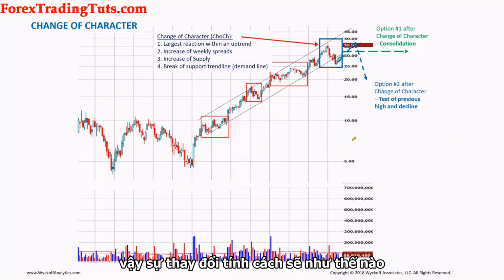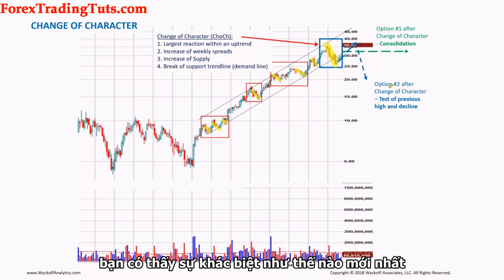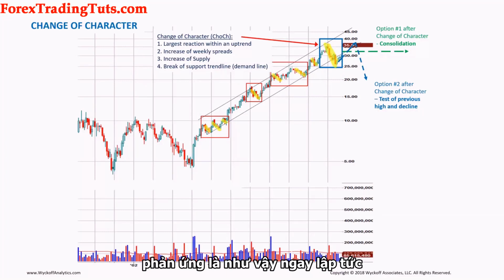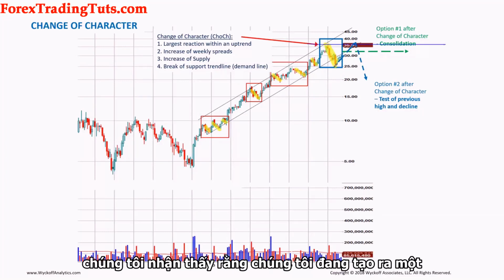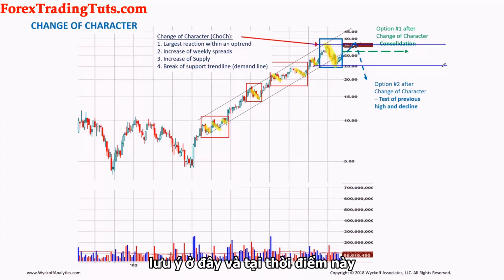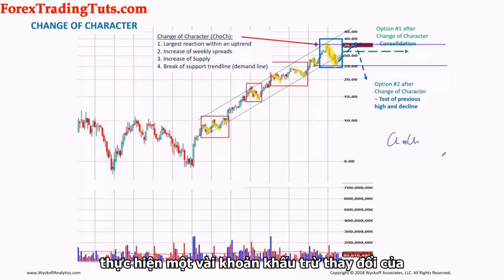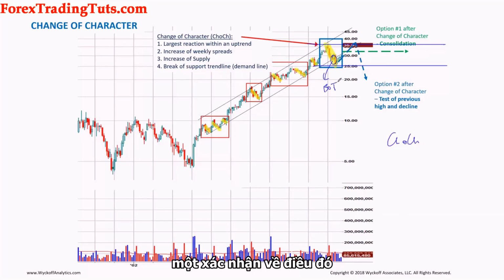So how would the change of character look like? Well, obviously it's going to look different from what we've seen before, from the reactions that we've seen before. Look at those. Do you see how different the latest reaction is? So right away, we are noticing that, we are making a note here, and at this point, we are going to make a couple of deductions. Change of character, and here also a small break of trend as a confirmation of that.